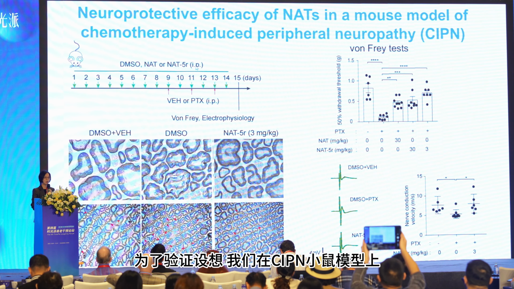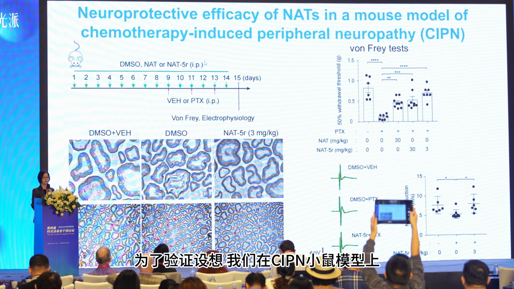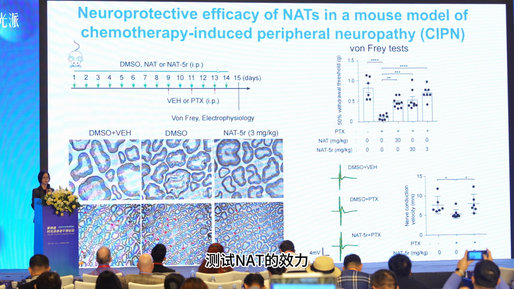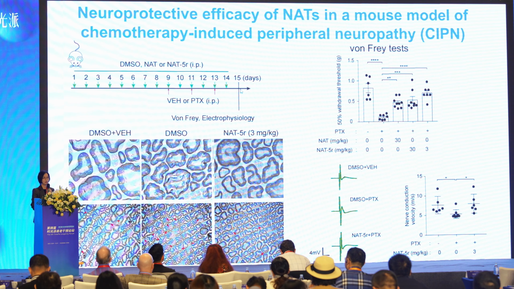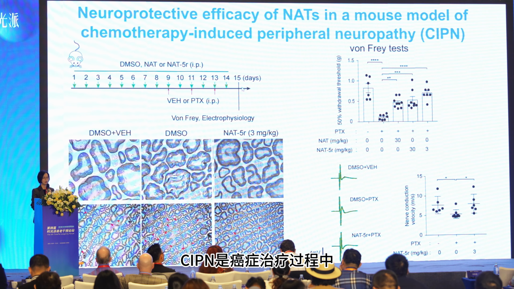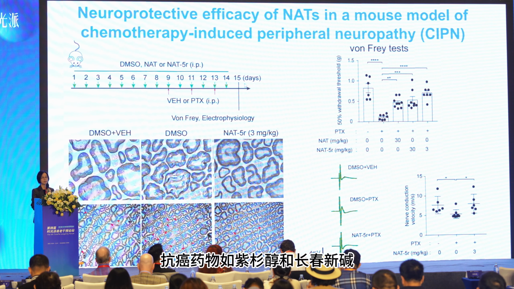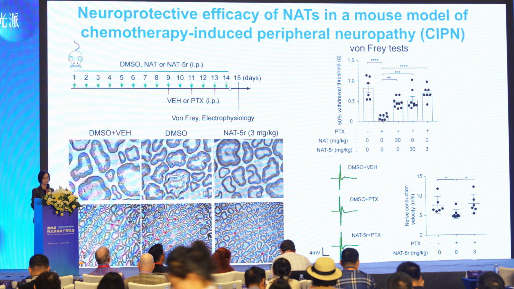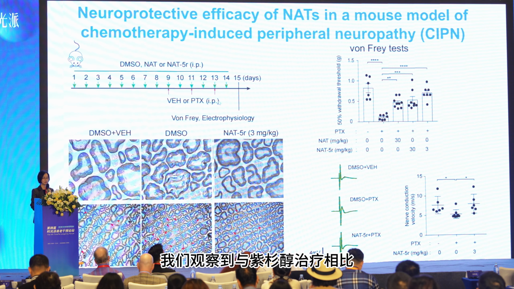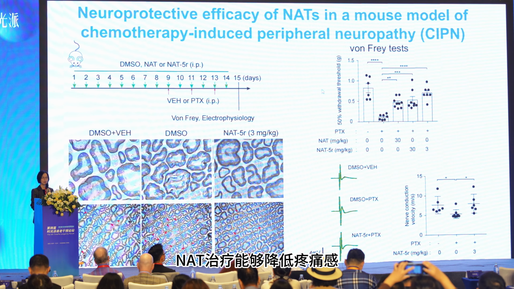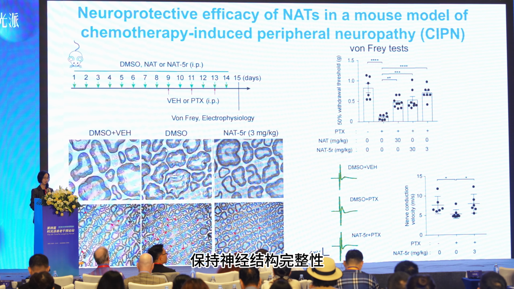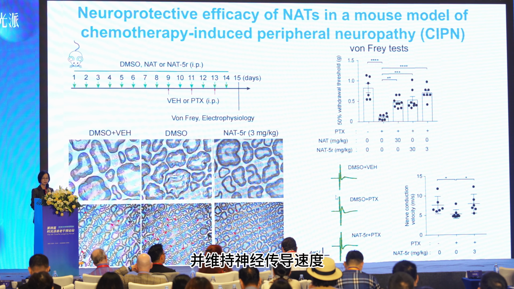So as a proof of concept, we tested the efficacy of NAD in a mouse model of chemotherapy-induced peripheral neuropathy. CIPN is a very debilitating side effect accompanying cancer treatment, and cancer drugs like paclitaxel and vincristine cause this severe side effect. Using this model, we can see that compared to paclitaxel treatment alone, NAD treatment can improve pain sensation, maintain the myelin integrity, and keep the nerve conduction speed.